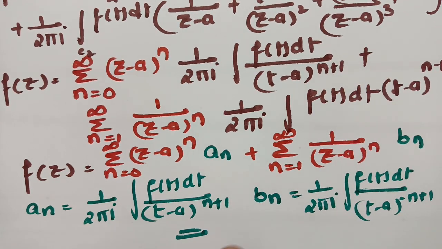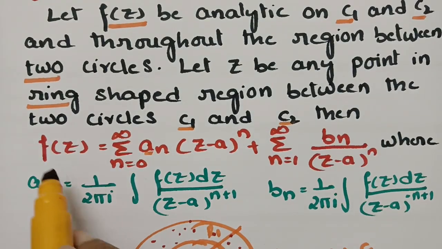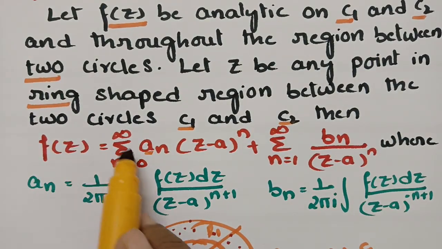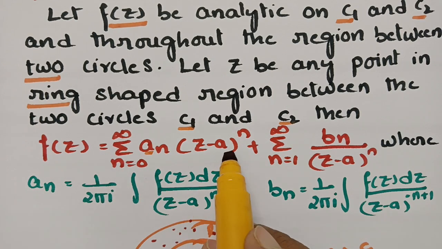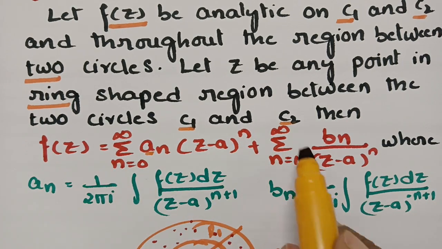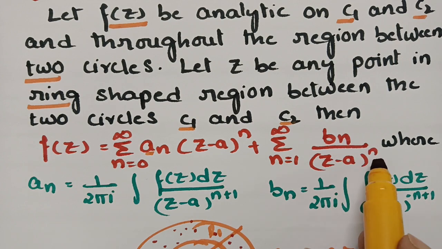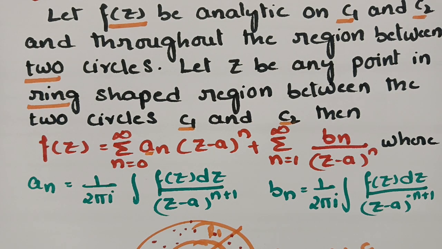So what is Laurent's theorem statement? If you check this Laurent's theorem statement, it is nothing but f of z is equal to sigma n is equal to 0 to infinity an into (z minus a) power n plus sigma n is equal to 1 to infinity bn by (z minus a) power n. So we got the same thing here.